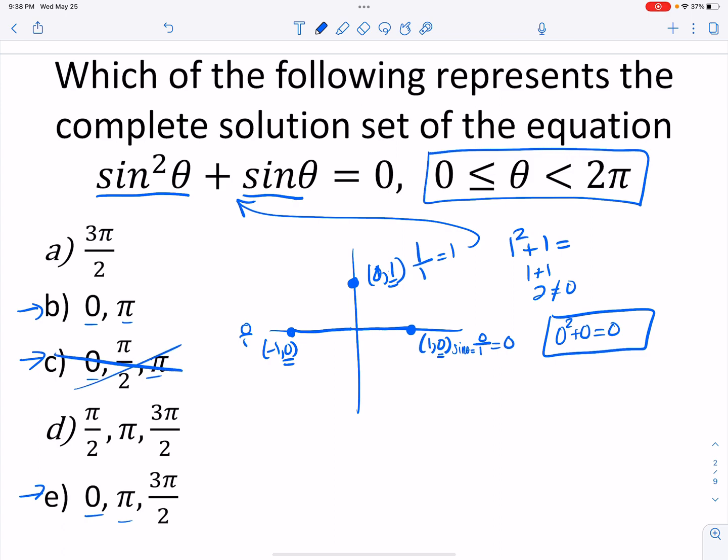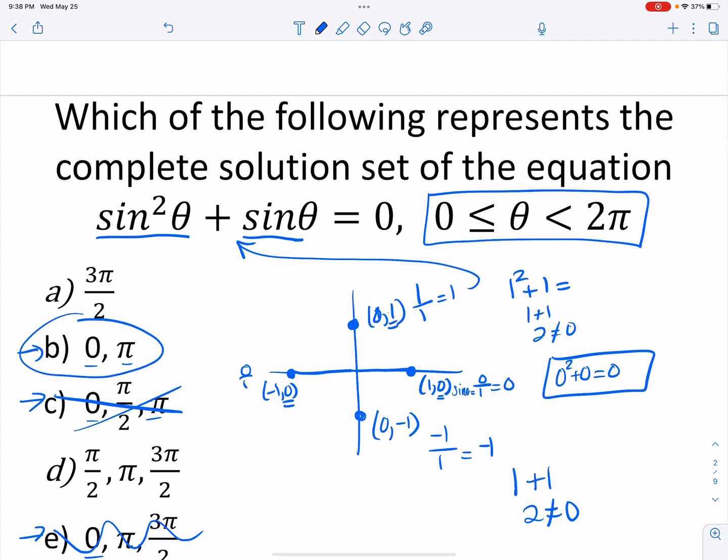And if you think about it, 3 pi over 2 is down here, (0, -1), so that's a -1 over 1, which is a -1. So if I do that, -1 squared is 1, plus -1... plus 1 is still 2, which doesn't equal 0, so it can't be this one, so this is the answer. So I think this is a really good question to start with.